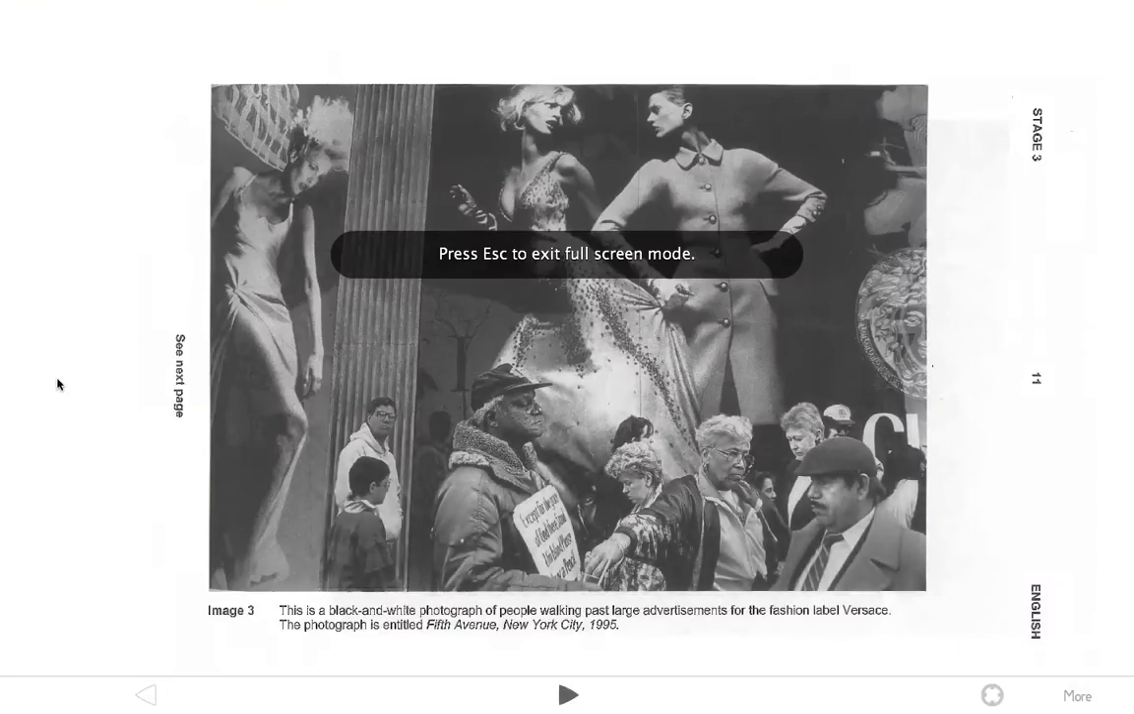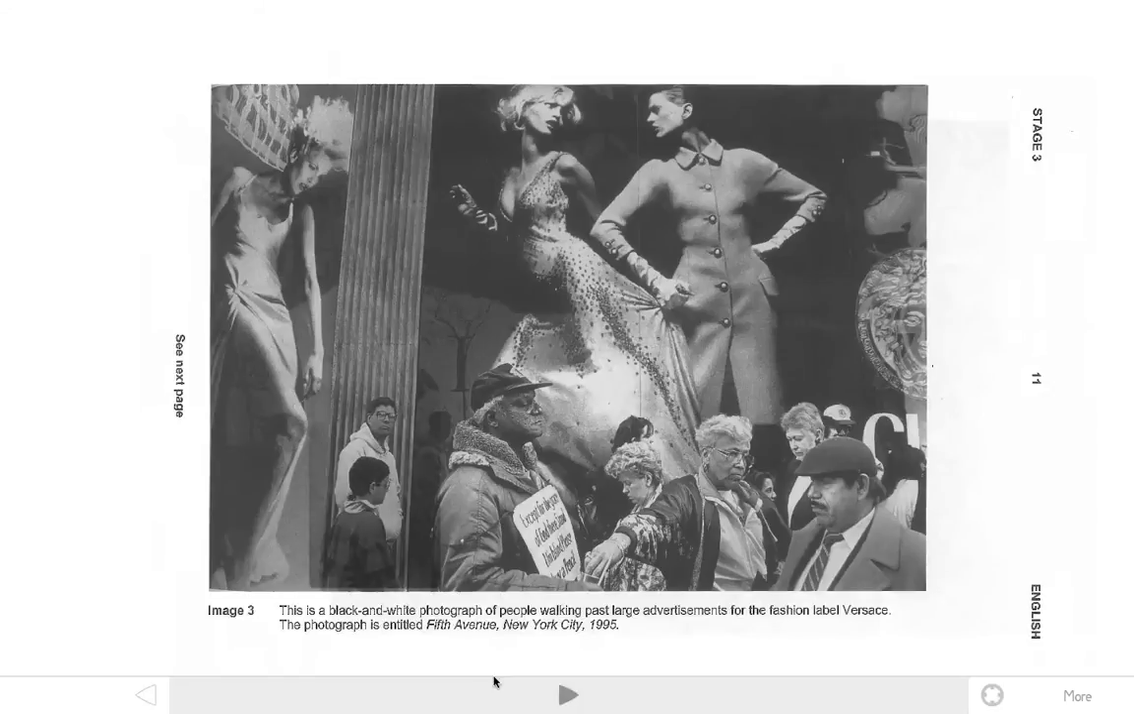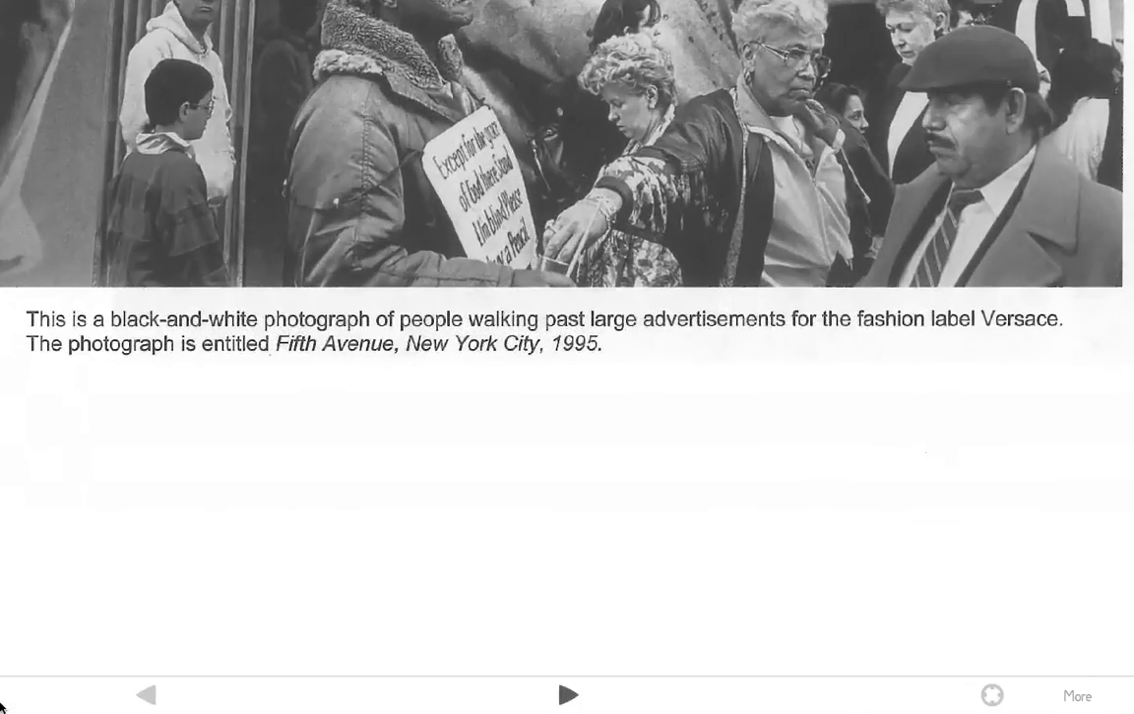Okay, so to give you some experience with looking at how images can be analysed in an exam, we're going to look at this image from a previous TE exam for the 3A3B course. Now, when we're looking at an image, the first place we should always look at is the contextual information we're given at the bottom. So this is a black and white photograph of people walking past large advertisements for the fashion label Versace. The photograph is entitled Fifth Avenue, New York City, 1995.